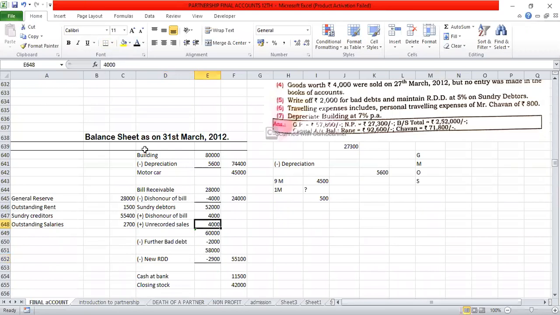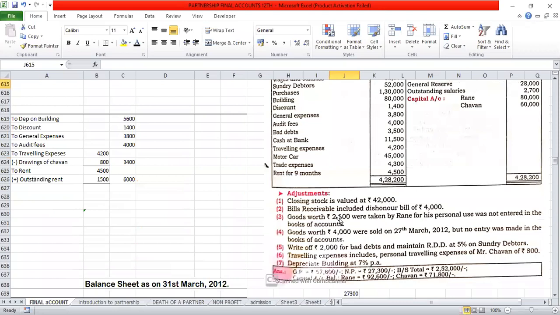Understood? What is our bad debt formula? Bad debt plus further bad debt plus new RDD minus old RDD. Let's check one by one. Do you have bad debt in the trial balance? How much is that?